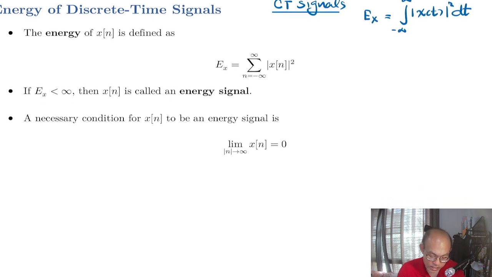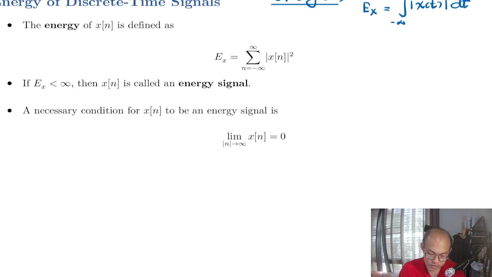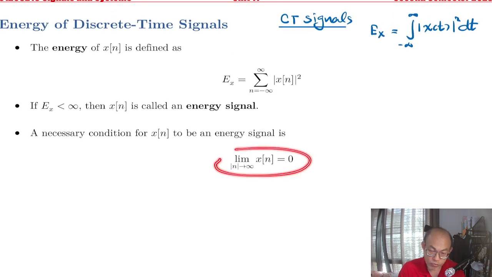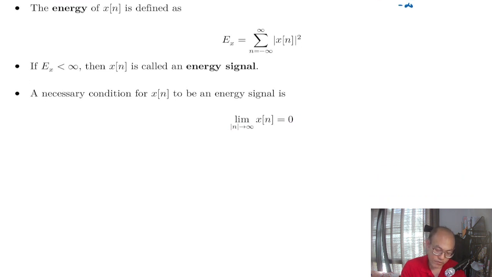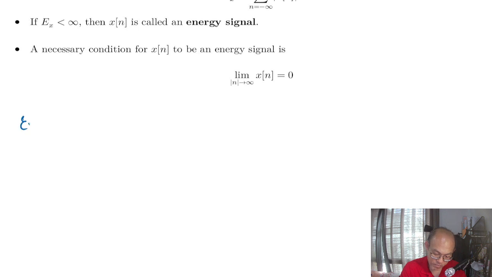A necessary condition for x to be an energy signal is that the value of x should vanish when n goes to infinity. Keep in mind that this is a necessary condition, but not a sufficient condition. In other words, even though this equation is true, it may not guarantee that x is an energy signal. But if x is an energy signal, then this condition has to be satisfied. Now, let's look at an example.